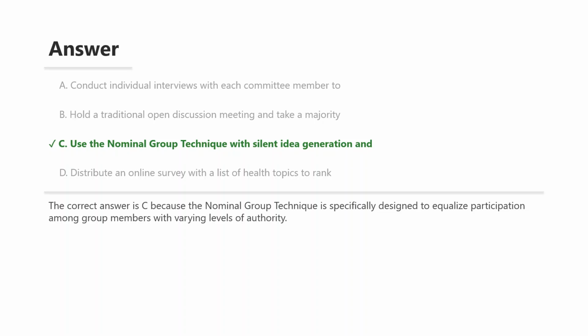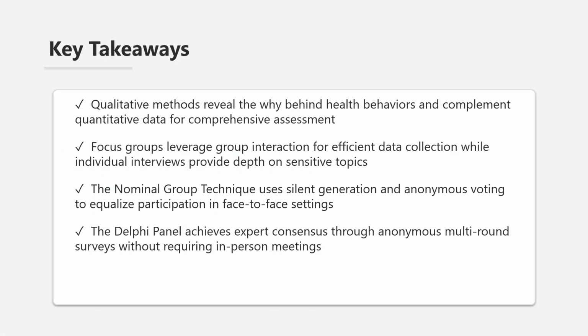Option A would gather input but would not produce a group prioritized list. Option B risks having the CEO and commissioner dominate the discussion. Option D lacks the interactive discussion phase that helps the group clarify and refine priorities. Summarize the key takeaways.